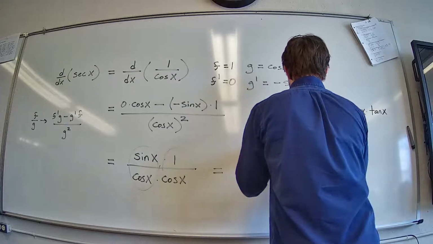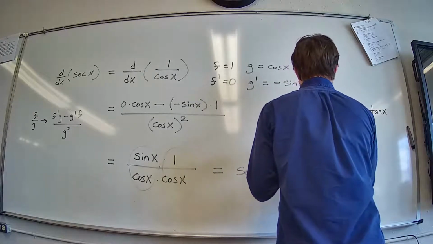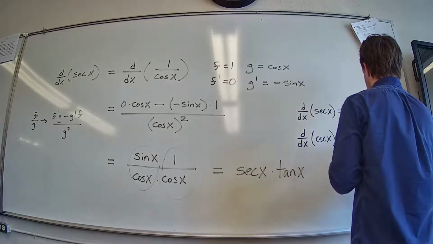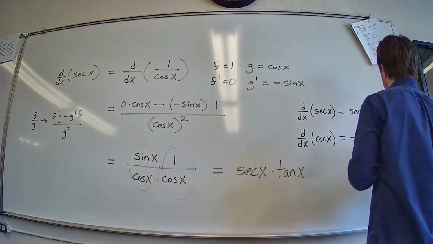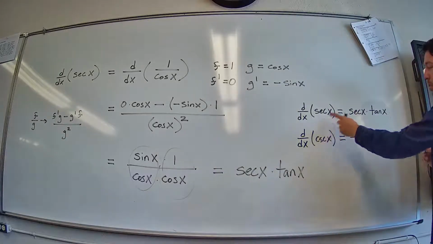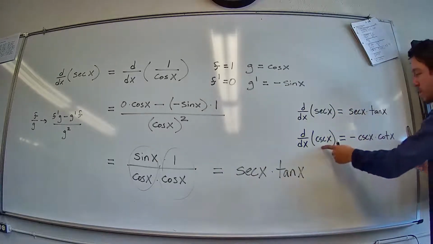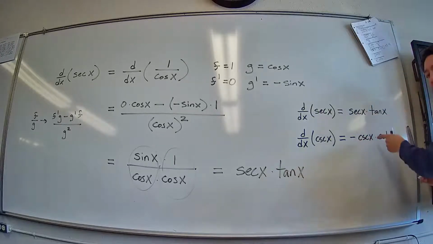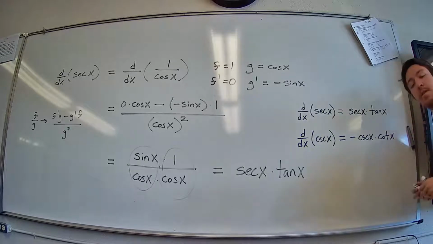So compare these two. Do you see the pattern? Maybe I'll call it a similarity. So secant turns into secant tangent. Cosecant turns into negative cosecant cotangent. So it's kind of a parity there, right?